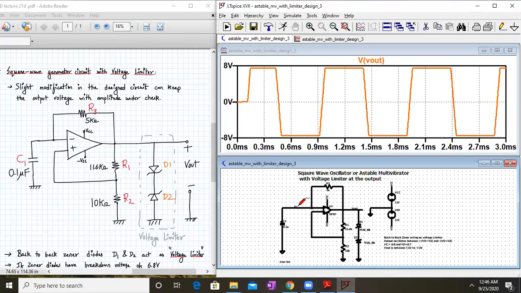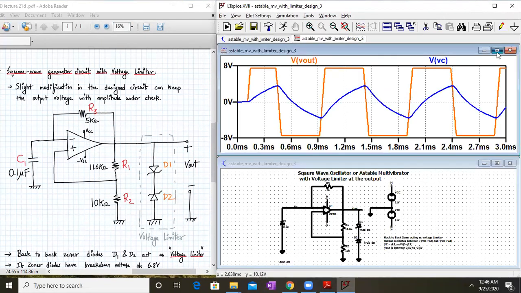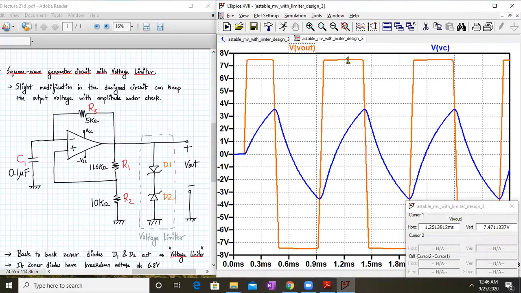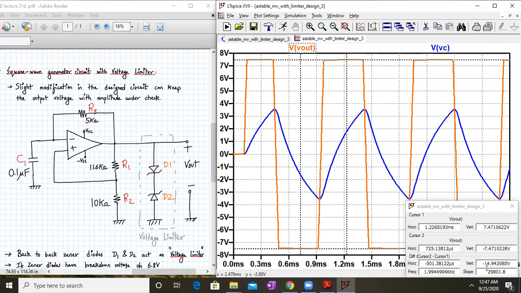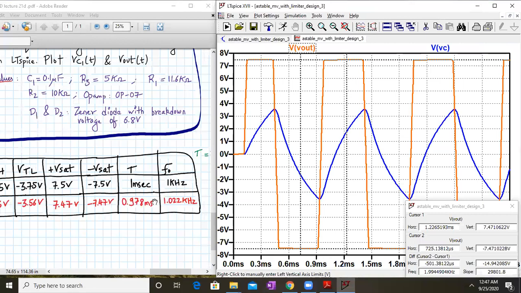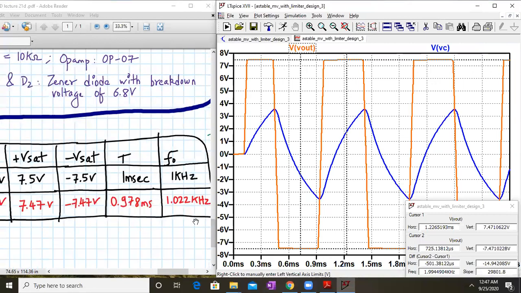So here is my output, here is my capacitor voltage. Let's check the output. So the output is around 7.47. Let us take one more cursor. Okay, so the peak to peak value is oscillating between 7.47 and minus 7.47. That's quite good. That's close to 7.5. And your frequency of oscillation will also be close to 1 kilohertz.